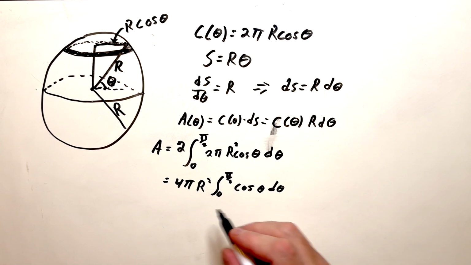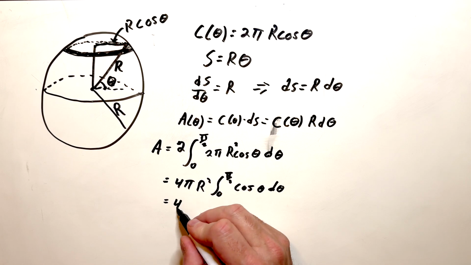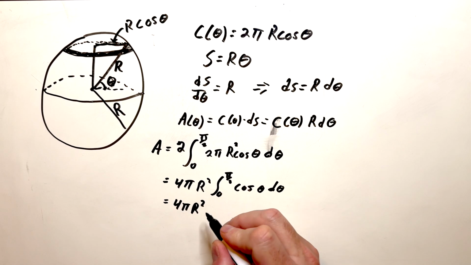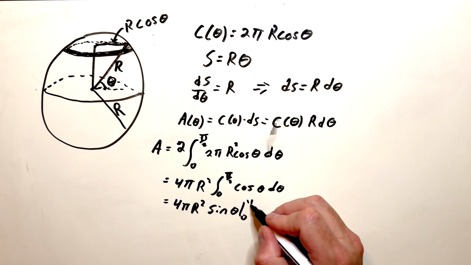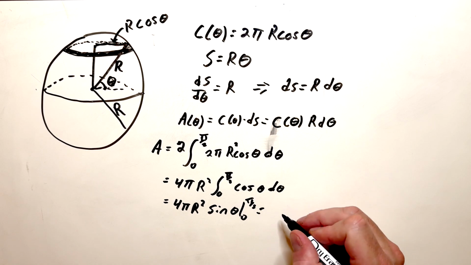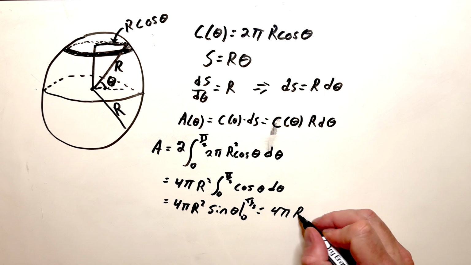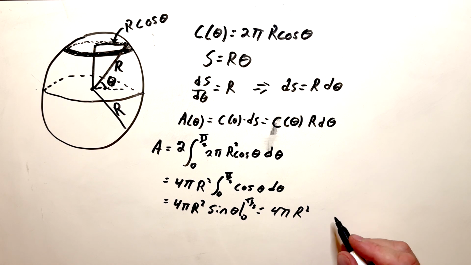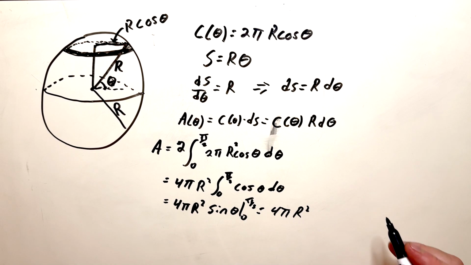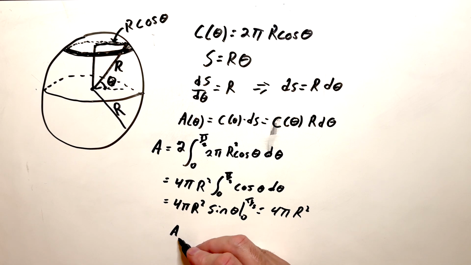Now it's easy. So this area is equal to 4 pi r squared times the sine of theta evaluated between 0 and pi over 2, which is just equal to 4 pi r squared, because the sine of pi over 2 is 1, minus the 4 pi r squared times the sine of 0, which is 0. So the surface area of a sphere is equal to 4 pi r squared, where r is the radius of the sphere.